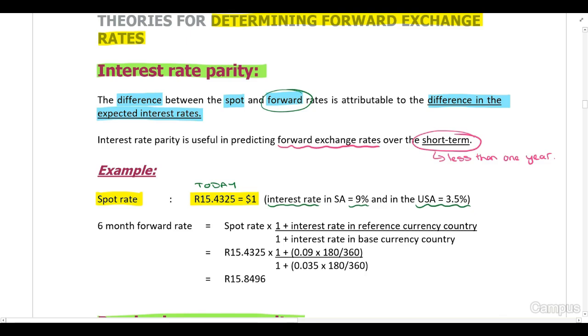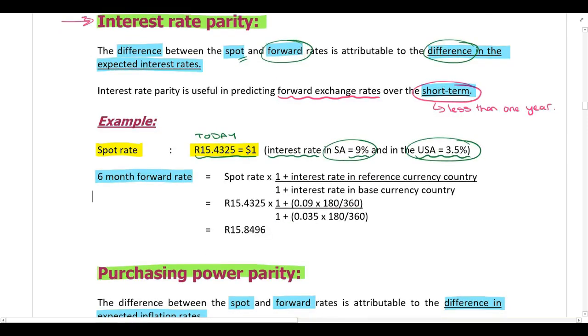because interest rate parity says the difference between the spot rate, so this rate today, and my forward rate is because of the difference in the interest rates between the countries. And I have been given the different interest rates between the countries. So using this information, I can predict my forward rate. We also said that interest rate parity is used for predicting forward rates in the short term. So in this example, I'm trying to calculate the forward rate in 6 months' time. It's a short-term calculation. Now, please note, you must learn this formula.